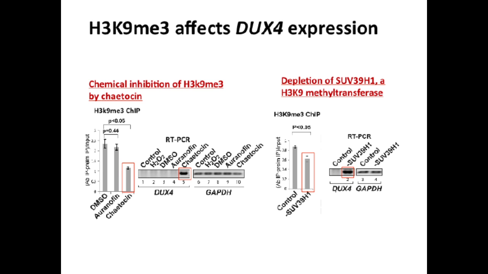In order to investigate whether the chromatin state affects DUX4 expression, we used two different methods to perturb the heterochromatin at D4Z4 in human immortalized myoblasts. One is by chemical inhibition of H3K9 trimethylation using ketosing. The other is shRNA depletion of the methyltransferase SUV39H1. Both methods resulted in decreased H3K9 trimethylation at D4Z4 and also caused an upregulation of DUX4 gene expression. These results indicate that H3K9 trimethylation contributes to repression of DUX4 transcription.